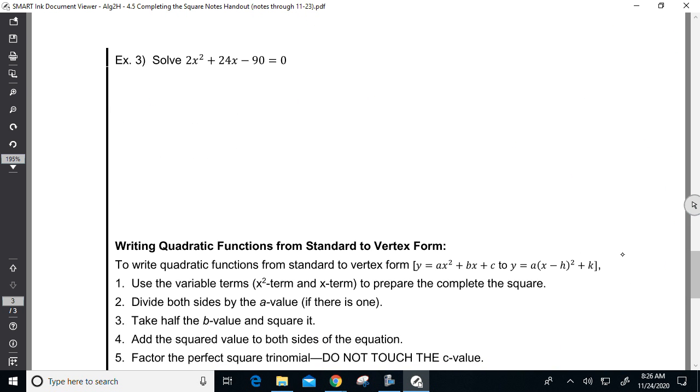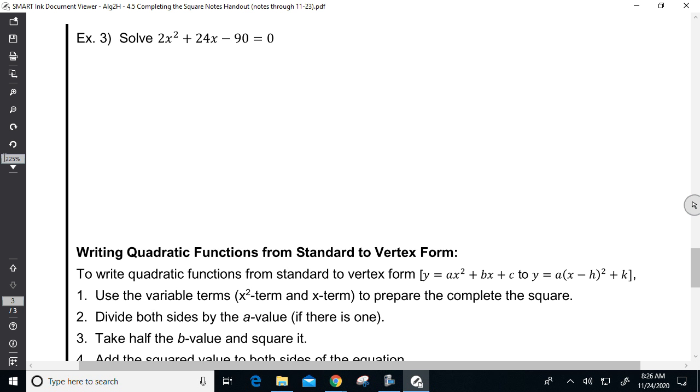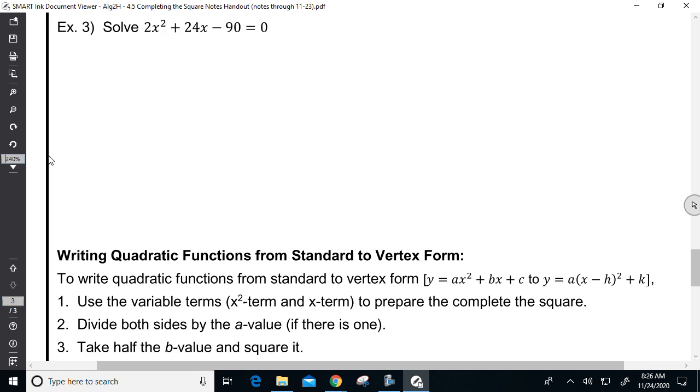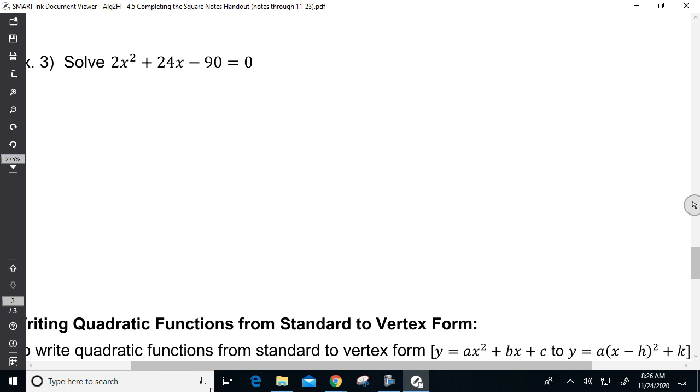All right, let's move on, and I'm going to blow the screen up just a little bit, give myself a little bit more room. So for this problem, I'm going to start it for you, and then I'm going to give you a few moments to start working through it yourself. So, example 3, 2x squared plus 24x minus 90 equals 0.